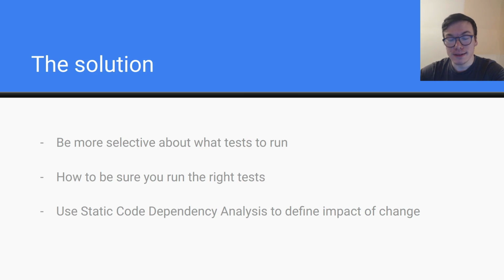Well, there is a way to figure out what tests to run, and that's to use static code dependency analysis. We could analyze the code and define the impact of the change based on the incoming changed files. You can figure out what's the largest possible impact of this change in the code base.